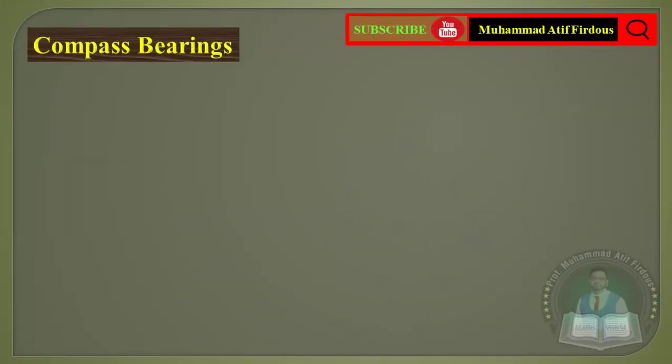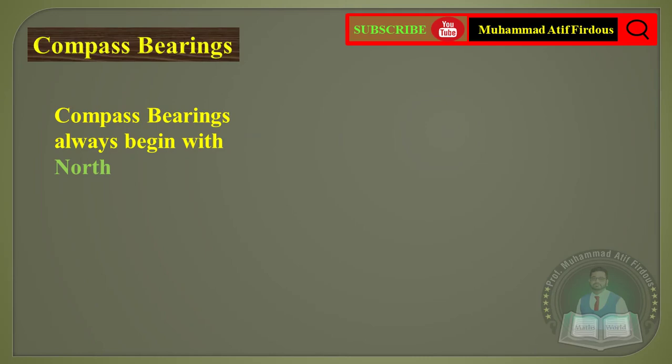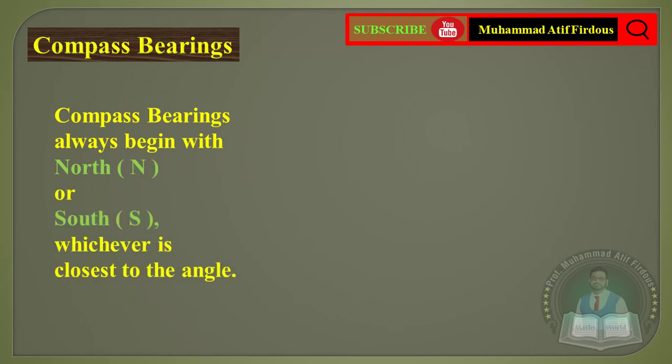Now, we'll start with compass bearing. What is compass bearing? Compass bearings always begin with north or south, whichever is closest to the angle. So, we can start with north or south, whichever is closest to our required angle.